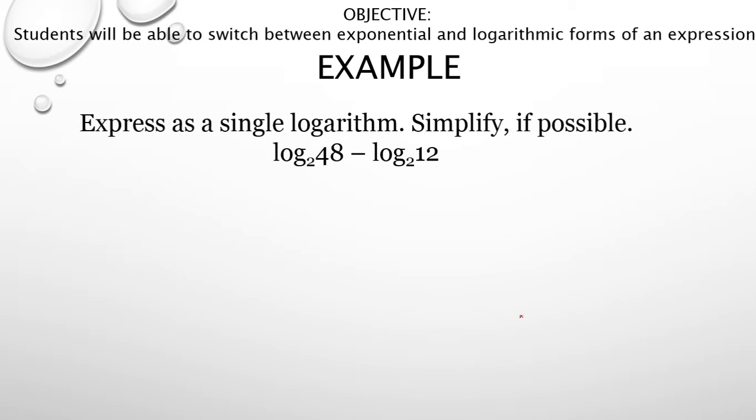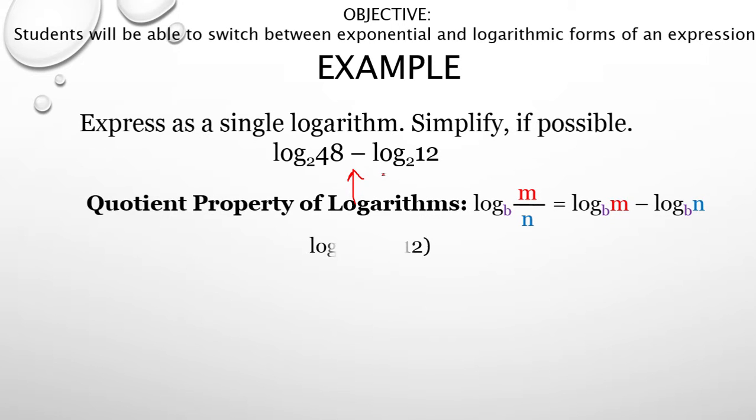Alright, here's another example. Let's go ahead and go over this together. If you notice, we are subtracting logarithms. And if we are subtracting logarithms, that means we should be dividing the 48 and the 12. So that means we have log base 2 of 4. That means 2 to the x power equals 4, giving us the answer of 2.